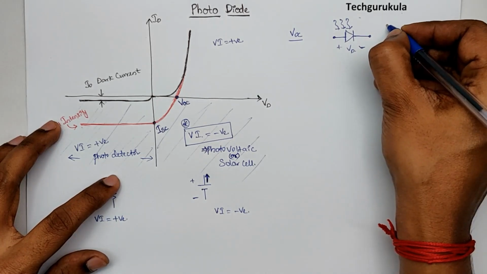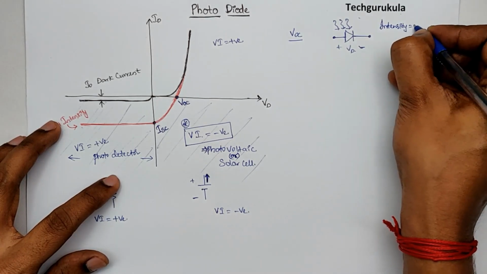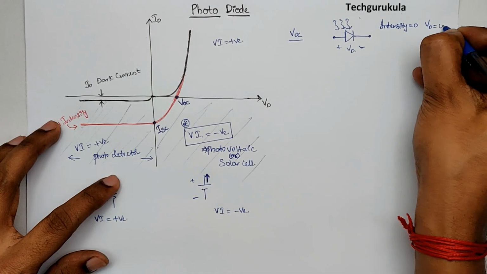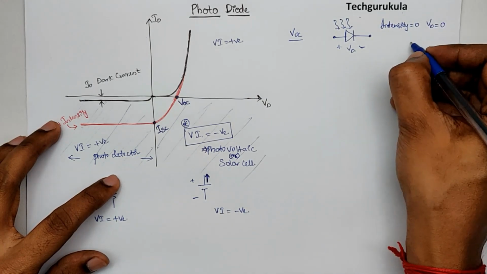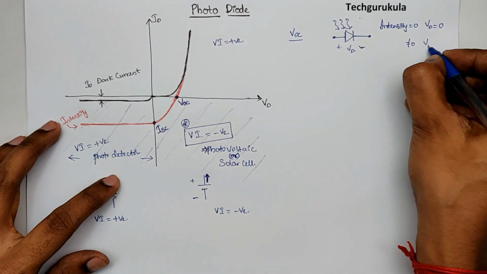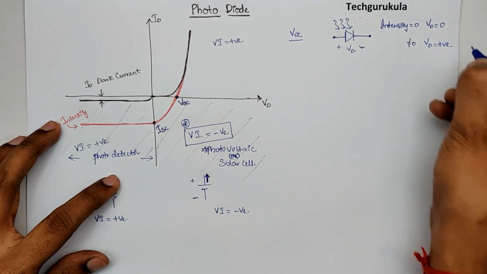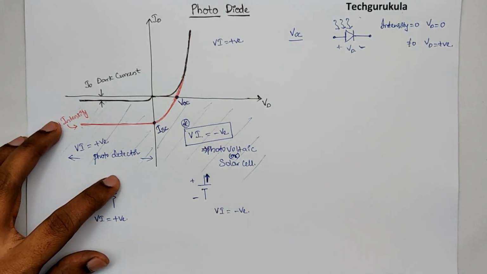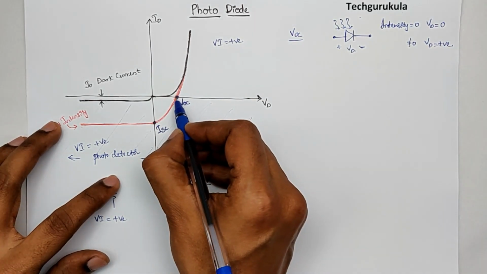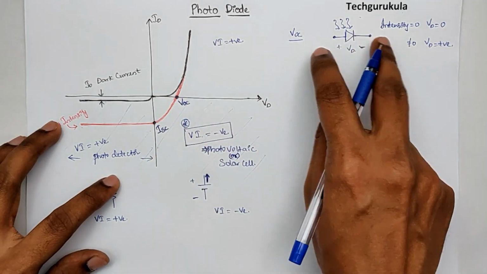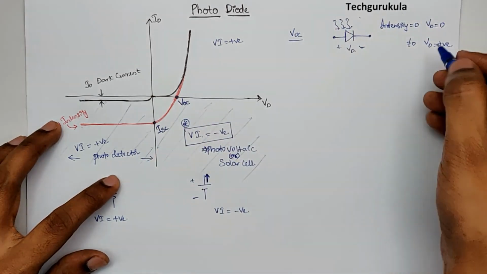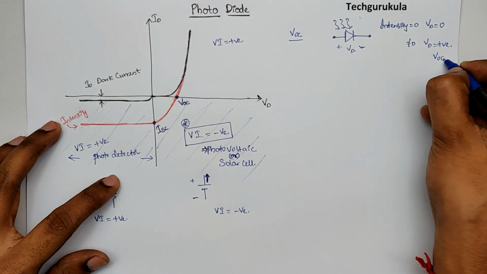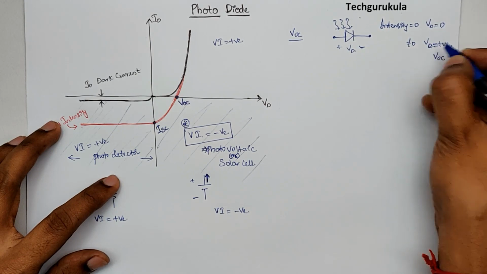So let me put this here: intensity equal to 0, then we will see VD is equal to 0. But if intensity is not equal to 0, we will see VD positive, not 0. So that's what I'm calling here. That voltage that we measure across this diode when light is incident is called VOC. That's the open circuit voltage.